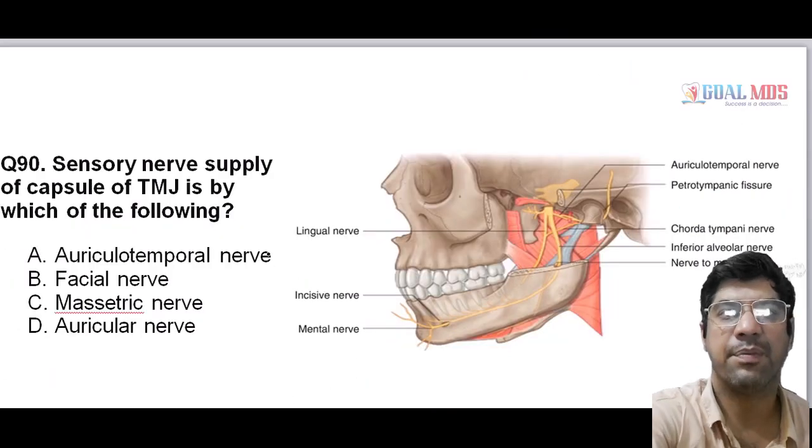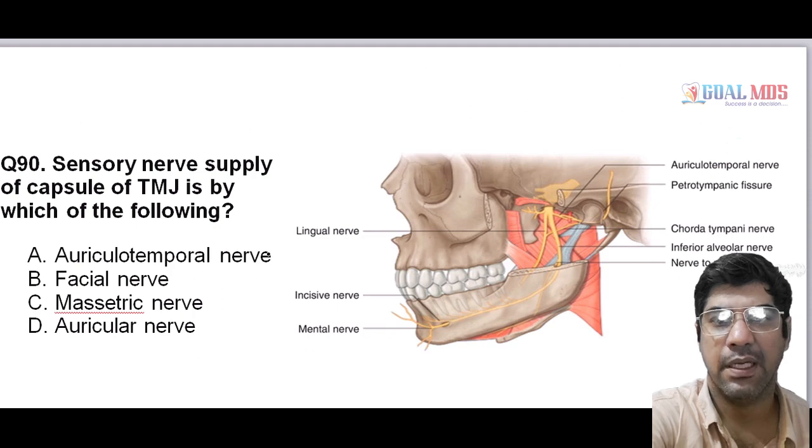The sensory nerve supply of the capsule of the TMJ is by which of the following nerves? It's by the auriculotemporal nerve.